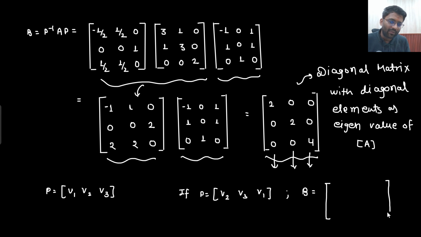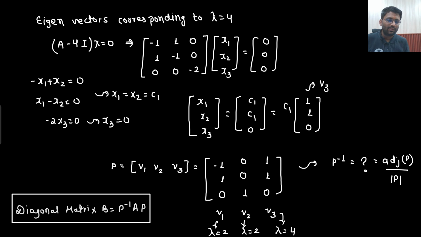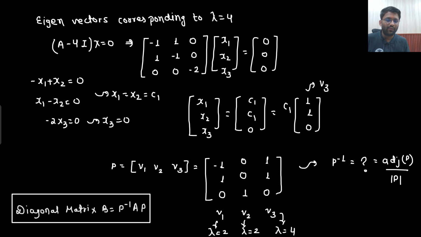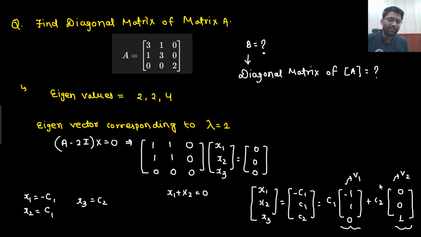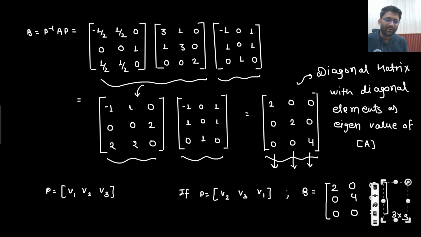Sir, the diagonal matrix B would come out in this manner. V2. Corresponding to V2, what was our eigenvalue? Corresponding to V2, our eigenvalue was 2. So 2, 0, 0. Corresponding to V3, what was our eigenvalue? Corresponding to V3, our eigenvalue was 4. And corresponding to V1, what was the eigenvalue? Corresponding to V1, eigenvalue was 2. There you go. This would have been your diagonal matrix B. Again, the diagonal elements would have been the eigenvalues of A only.